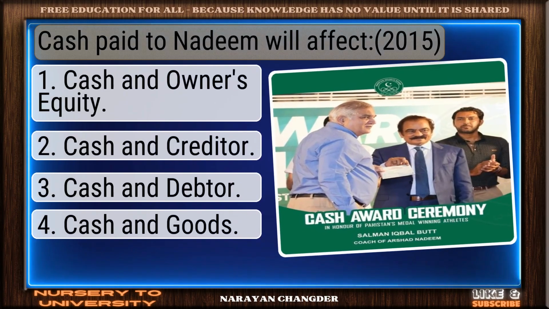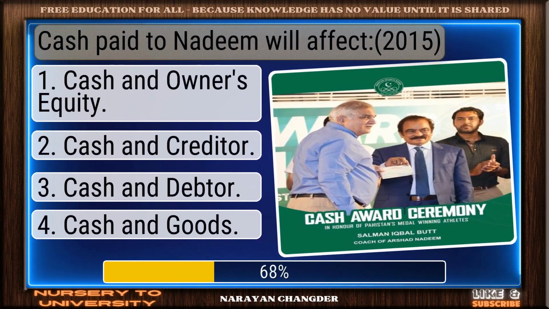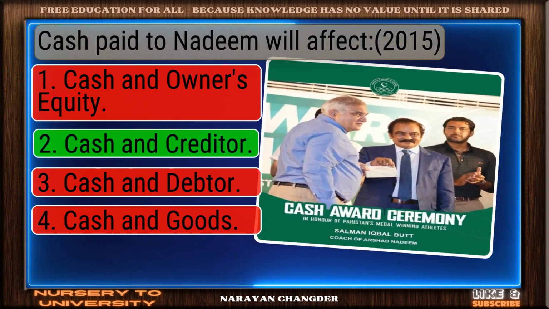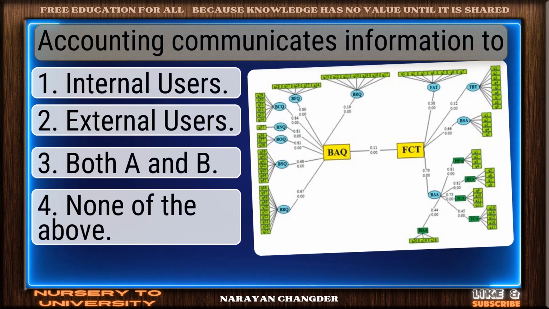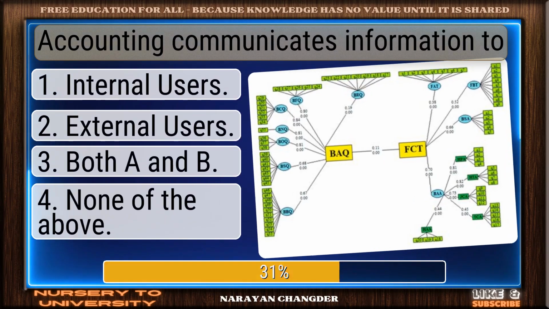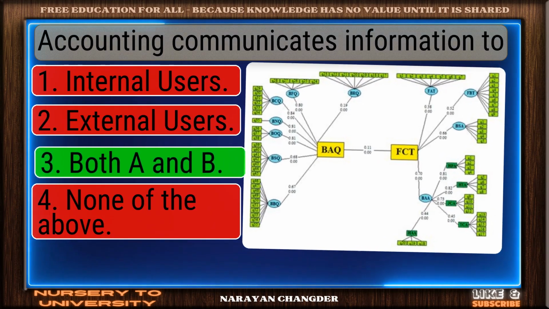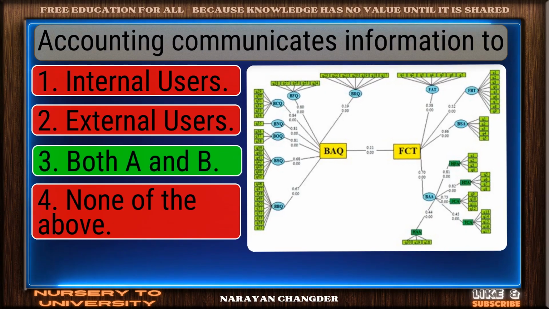Cash paid to creditor will affect. Solid response. Cash and creditor is a valid choice. Accounting communicates information to. Great thinking. Both A and B is the right choice.